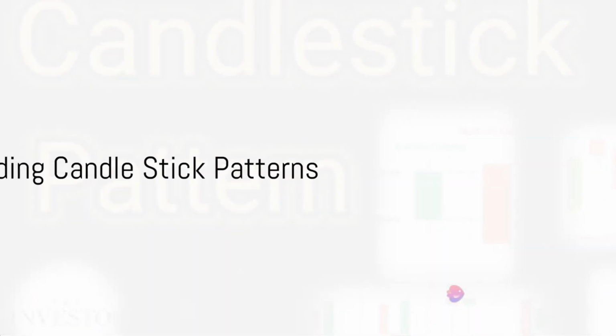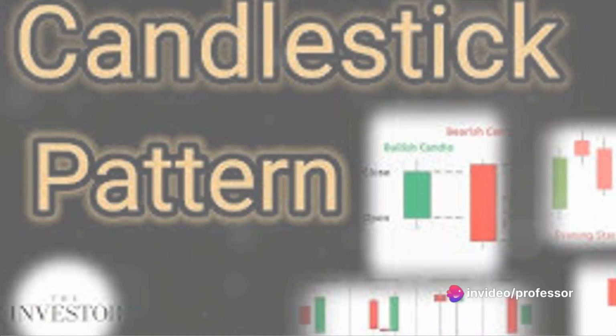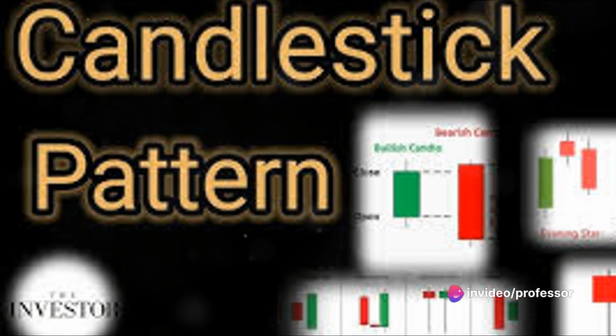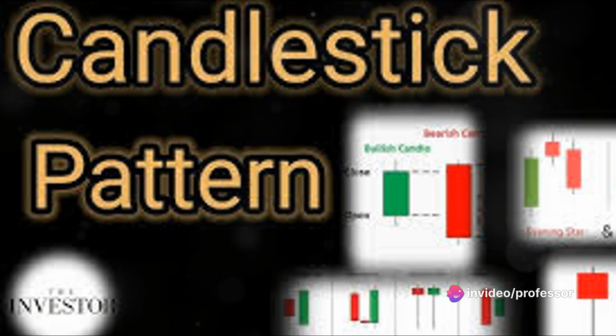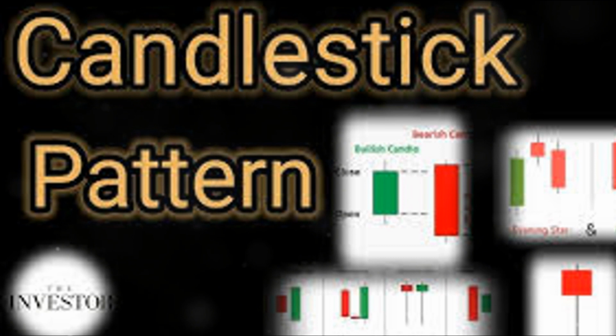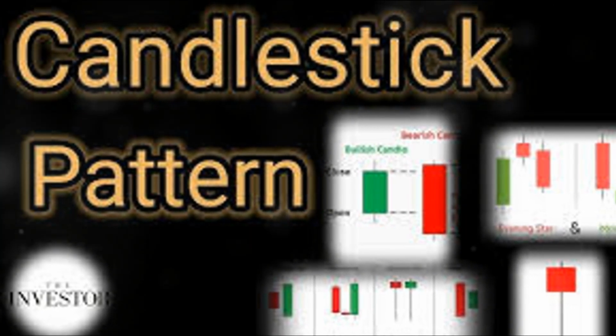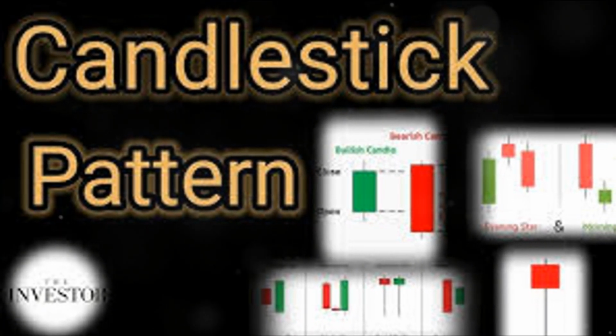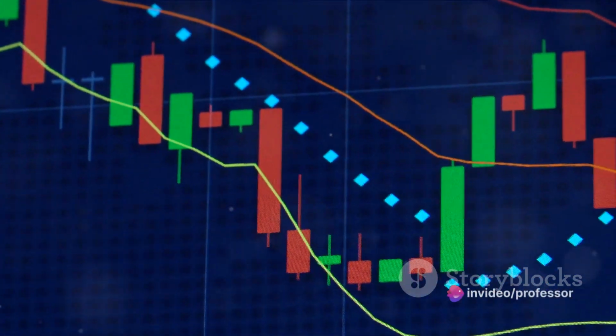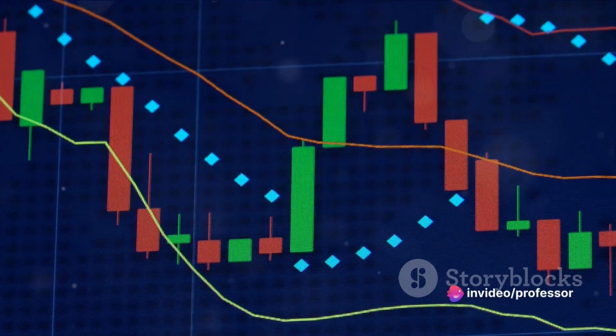Before we dive into specific patterns, it's crucial to understand what candlestick patterns are. These are graphical representations of price movements in a specified time period. Each candlestick consists of four main components: the open, close, high, and low. The body of the candle represents the open and close, while the wicks, or lines, show the high and low.